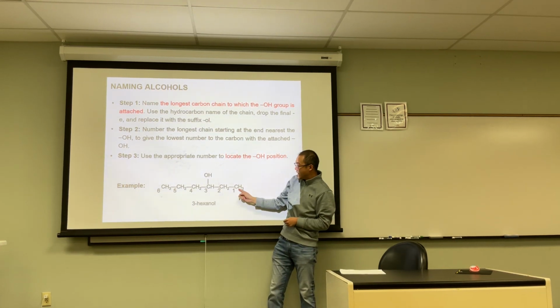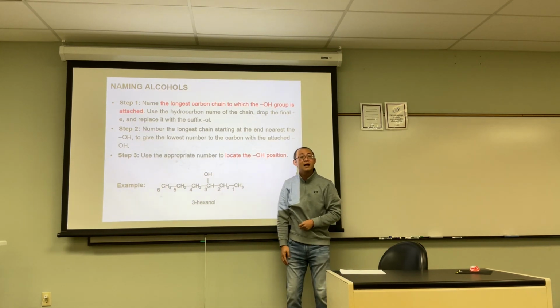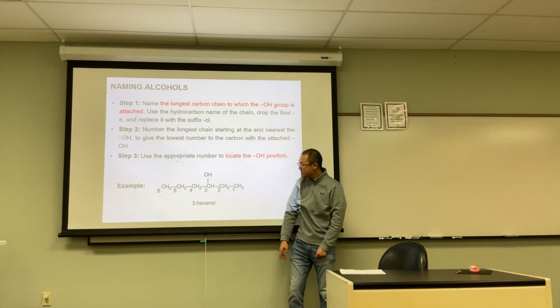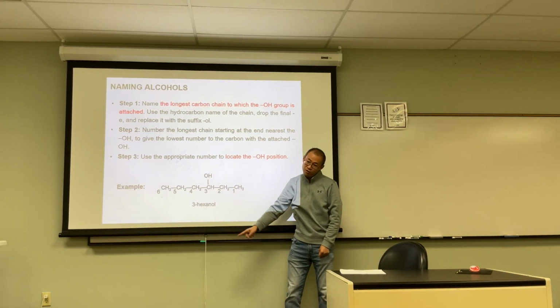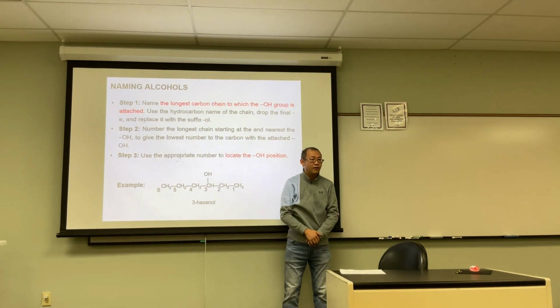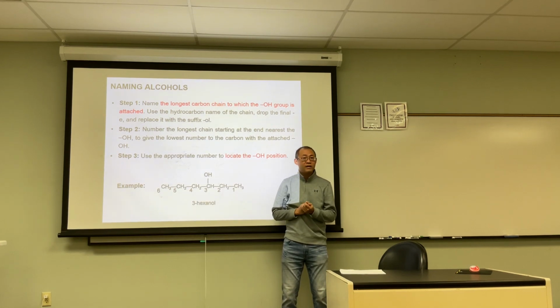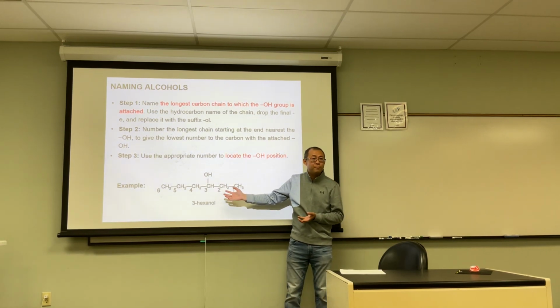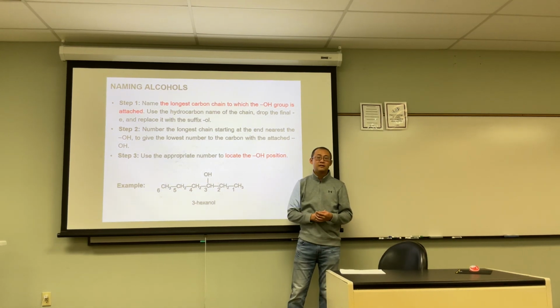What does it mean? This guy, longest chain, what? 6 carbons. What's the name for the alkane? Hexane. Then we replace the E of hexane with OL. So the molecule is called hexanol. Easy? Replace the last E of the alkane with OL. That's why I told you in chapter 1 how important it is to memorize the first 10 names. You can use them a lot.